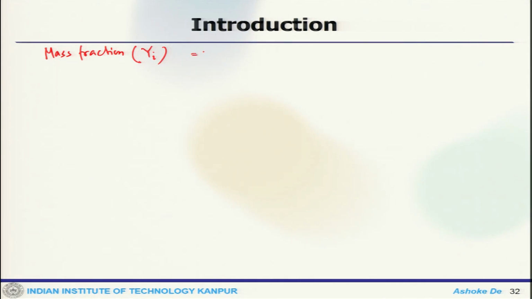This is again the ith species mass fraction. How do we define it? It is the individual species mass divided by the summation over j equals 1 to S of mj. So, it is the mass of the ith species divided by the total mass of the system. That is how you define the mass fraction.